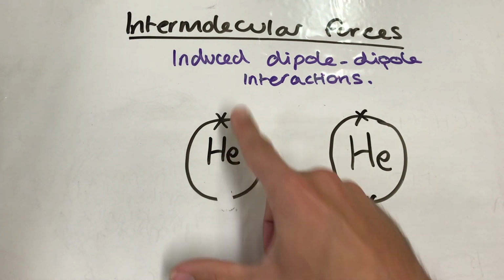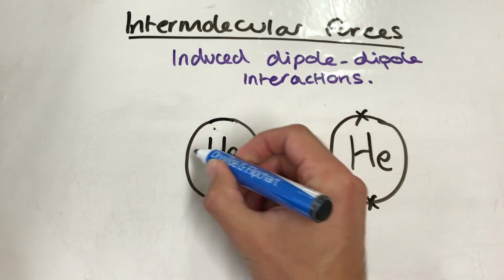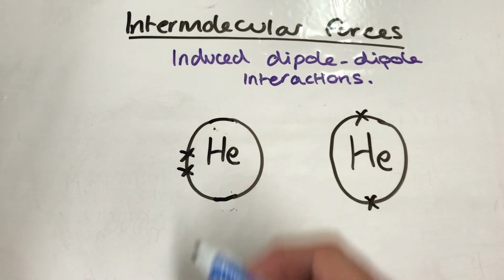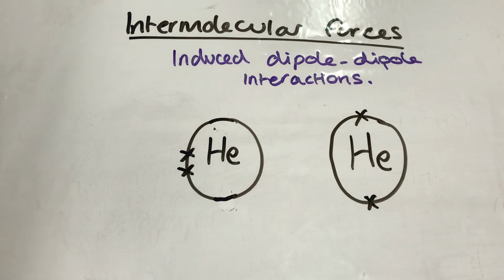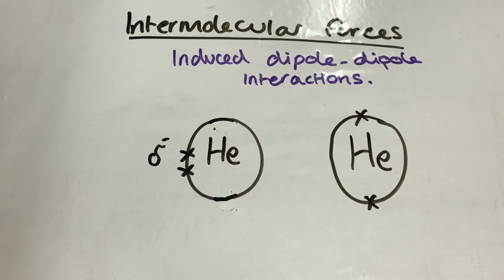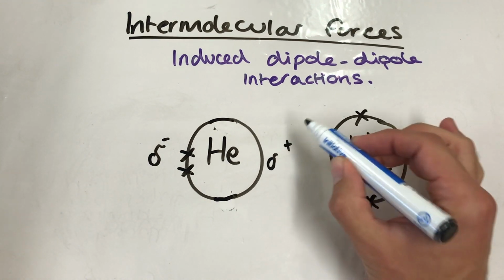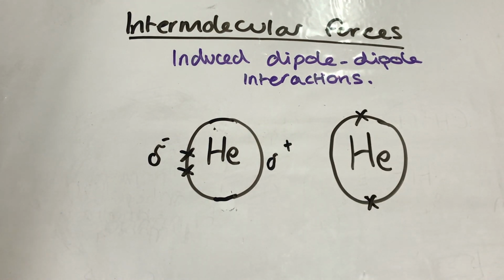Now let's just say, at any moment in time, that these two electrons become unevenly distributed and they suddenly appear on one side of the helium atom. Now for a brief moment in time, that means that this side of a helium is going to be slightly negative, and this side is going to be ever so slightly positive.